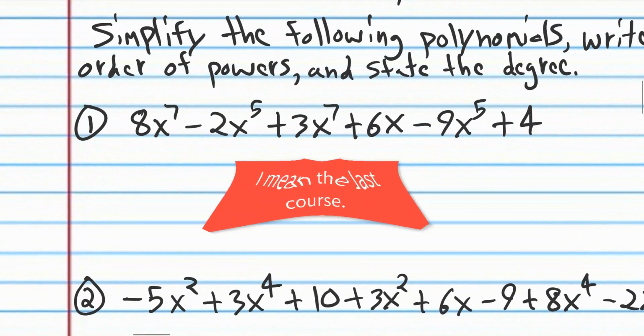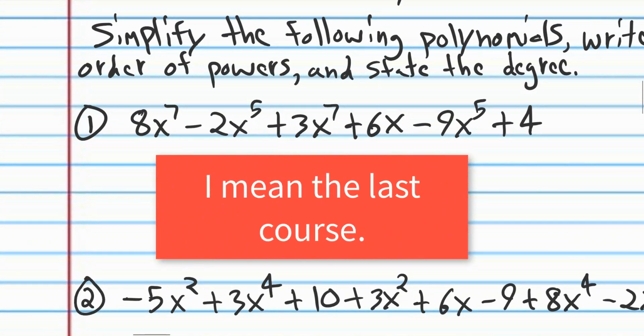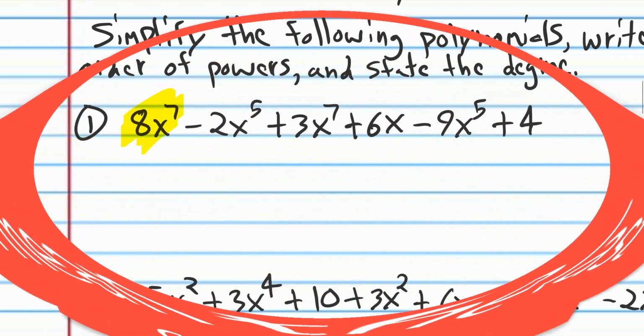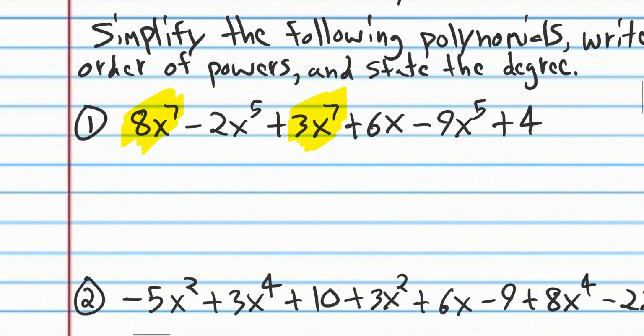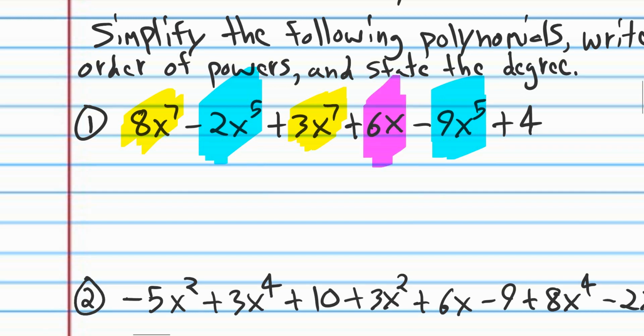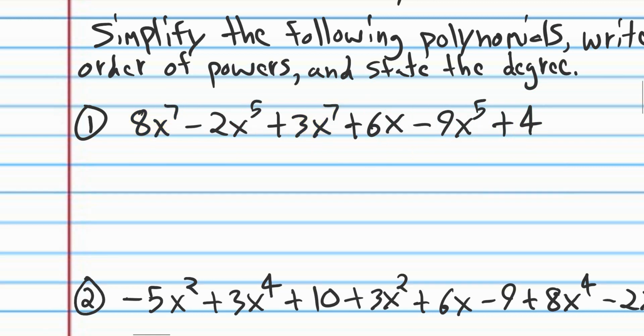Now, we learned in the last class that we cannot add unlike terms. We have these seventh power terms, and we have fifth power terms, and we have a first power term, and we have what's called the zero power term. So we cannot combine the different colors. We have to combine just the yellows and just the blues and so on and so forth. So first we'll combine the yellows. 8x to the 7th power plus 3x to the 7th power is 11x to the 7th power.